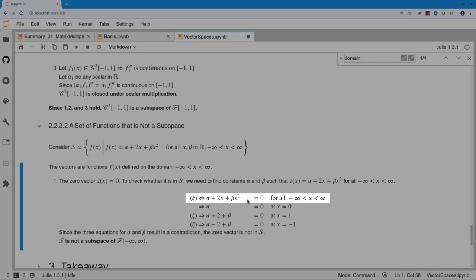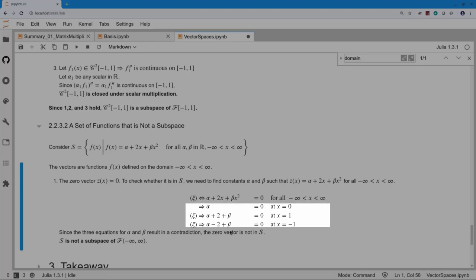So here, it is equal to 0, but it still has to hold for all the indices of my vector. It still has to hold for all possible x's. In particular, it has to hold for 0, 1, and minus 1. If I plug x equals 0 into this equation, I get alpha equals 0. If I plug x equals 1 into this equation, I get alpha plus 2 plus beta equals 0. And similarly, for minus 1, I get alpha minus 2 plus beta equals 0.